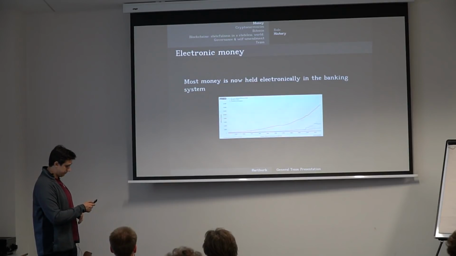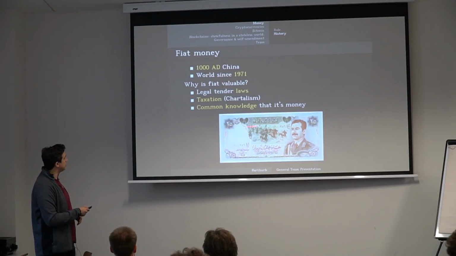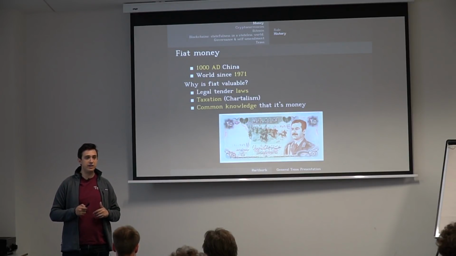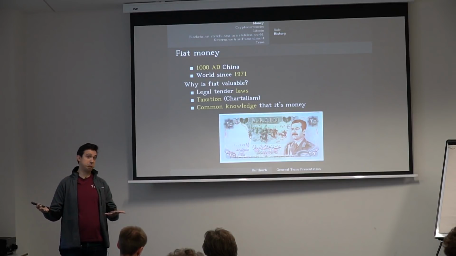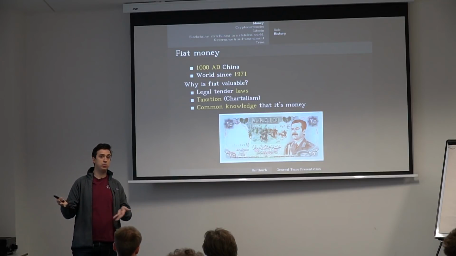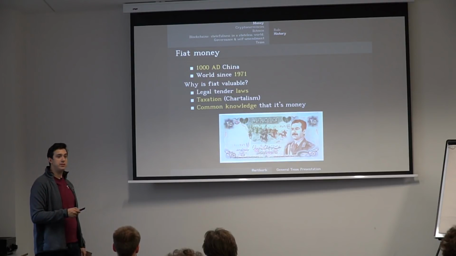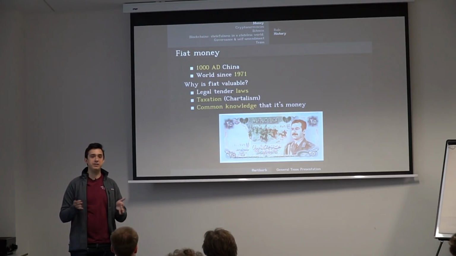Taxation, so that's the theory of chartalism. The idea is that I want to own fiat money because at the end of the year I need to pay my taxes, and I need to pay my taxes in money, so I will have to hold some. So that's one of the reasons. But really the main reason, I think, is that it's common knowledge that it's money. If we're all routing all our trade through this graph, just because we all know that, that structure makes it work.